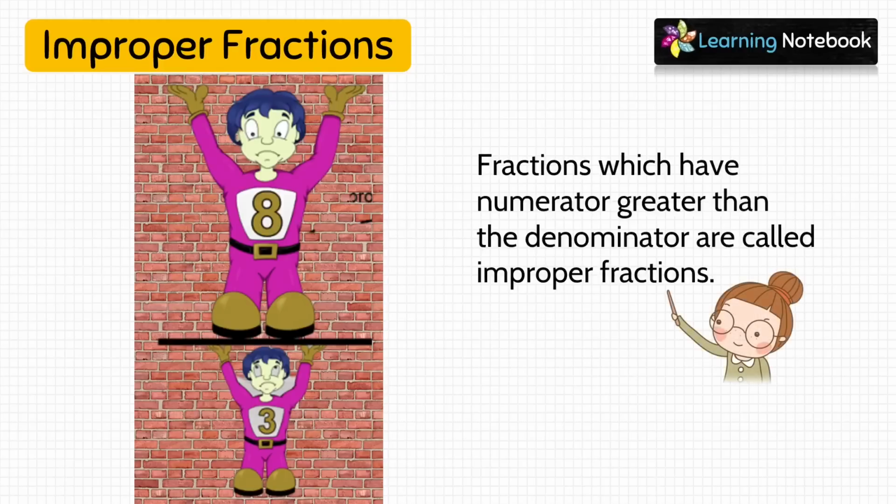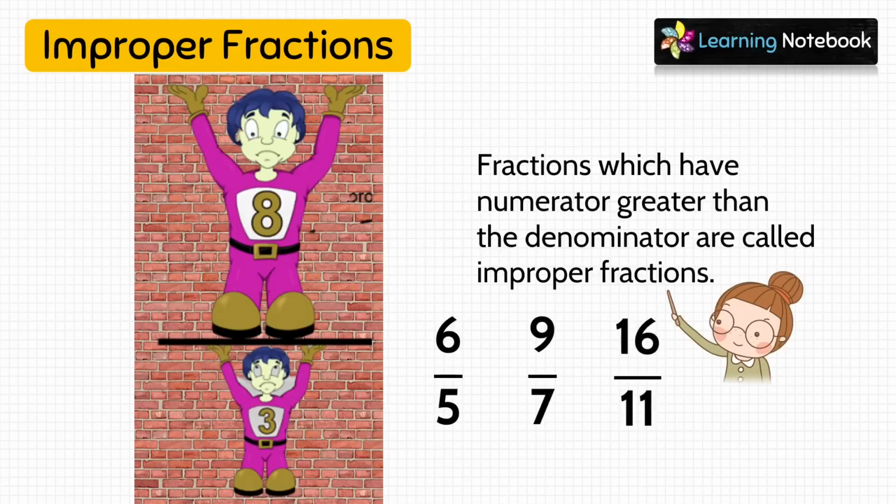So fractions which have numerator greater than the denominator are called improper fractions. For example, 6 by 5, 9 by 7, 16 by 11. All these are improper fractions because their numerator is greater than their denominator.